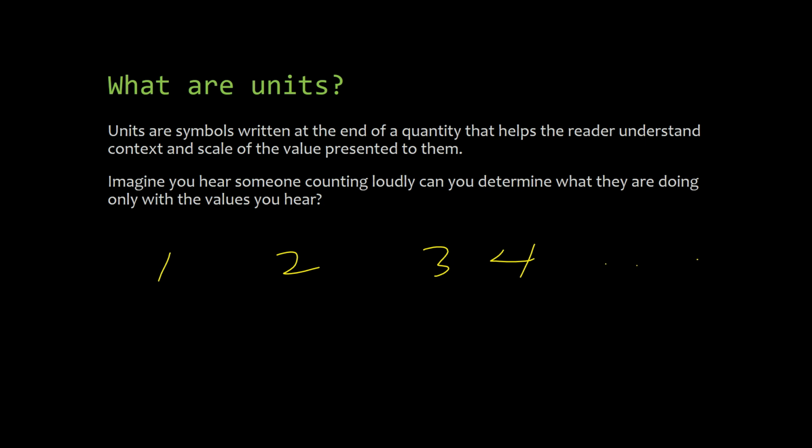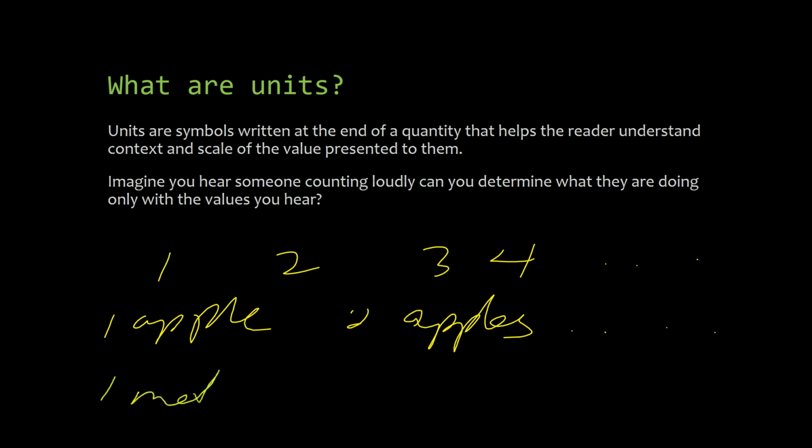If it is that you heard somebody going 1 apple or 2 apples, you'd be able to understand that what they're doing is they are counting apples. Let's say, for instance, you hear 1 meter, 2 meters. You'd be able to understand that what they're doing is they're counting distances. Now, this is what units would do for you. They will give you an idea of the context and the scale. Notice it is much clearer to you what they are doing when you actually hear the units that come after.